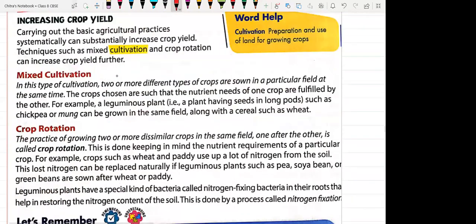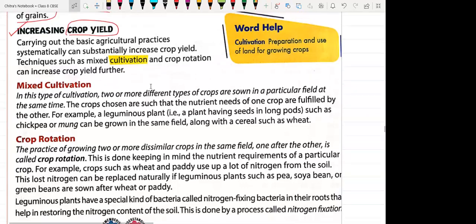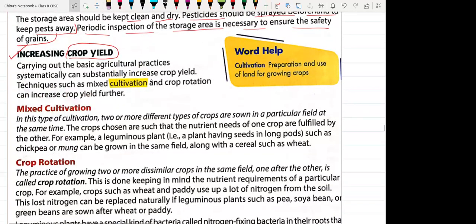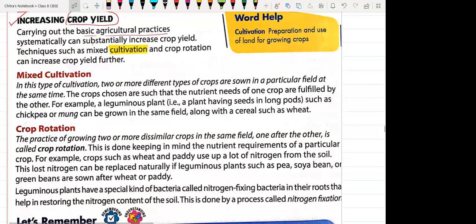Now, what are the techniques by which we can increase the yield of the crop? Productivity of the crop, how we can increase, we have to understand here. Carrying out basic agricultural practices systematically can subsequently increase the crop yield. Techniques such as mixed cultivation and crop rotation can increase the yield. So what is the meaning of yield? Yield means the productivity.